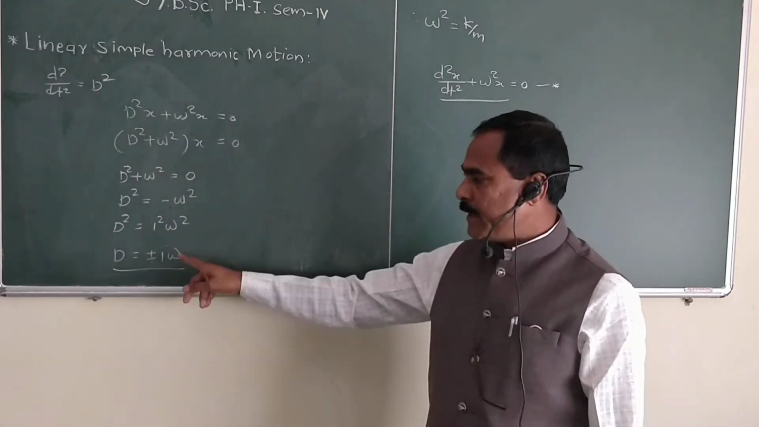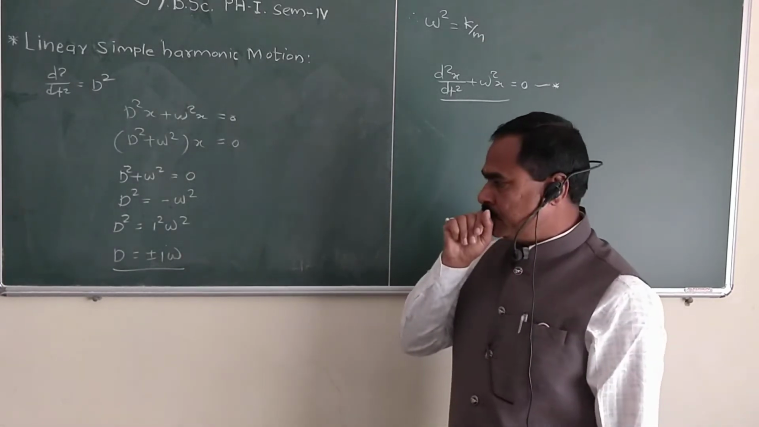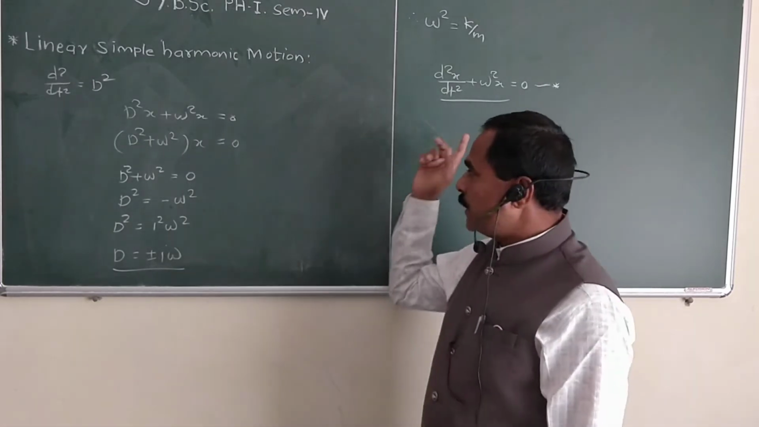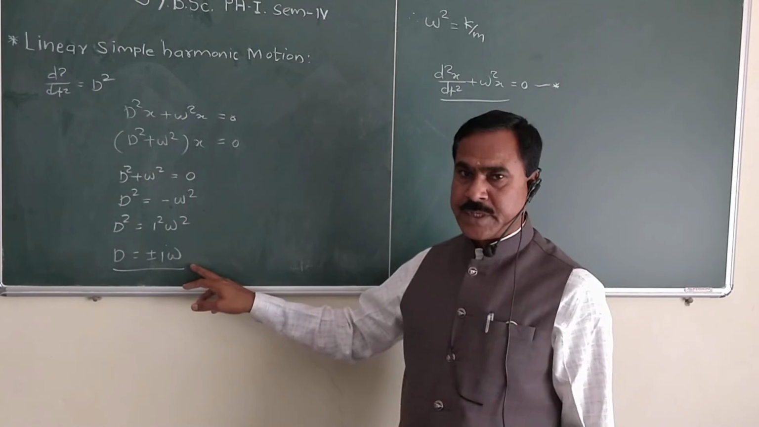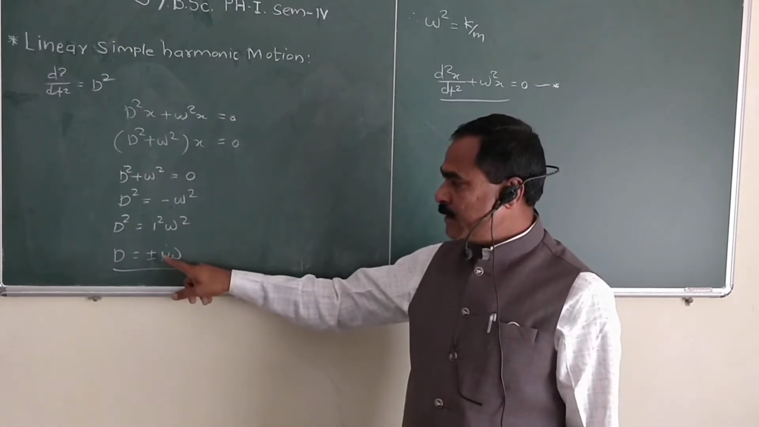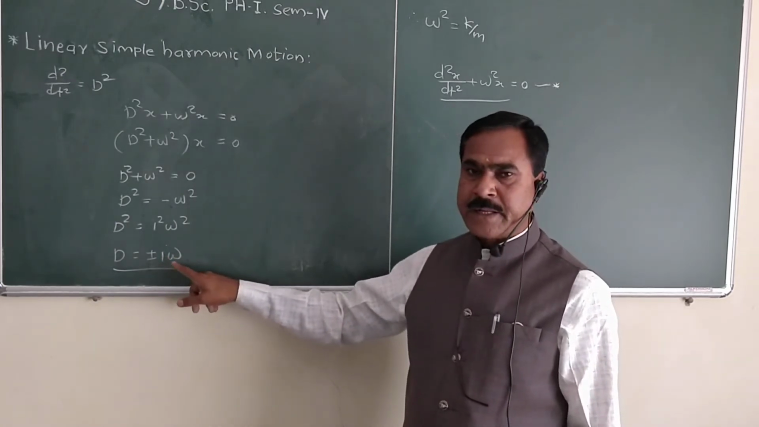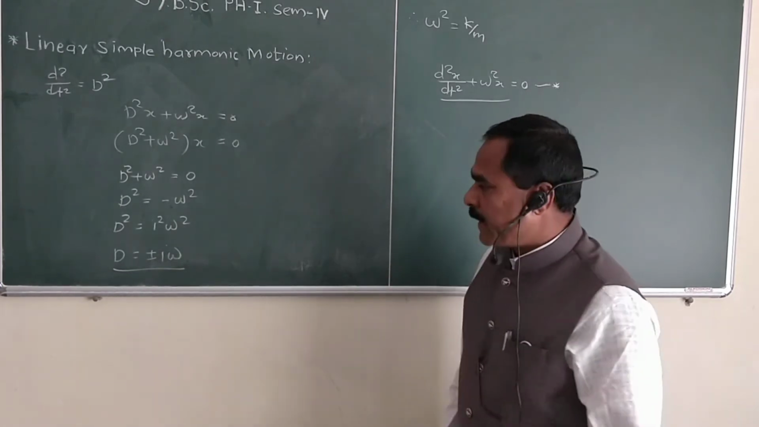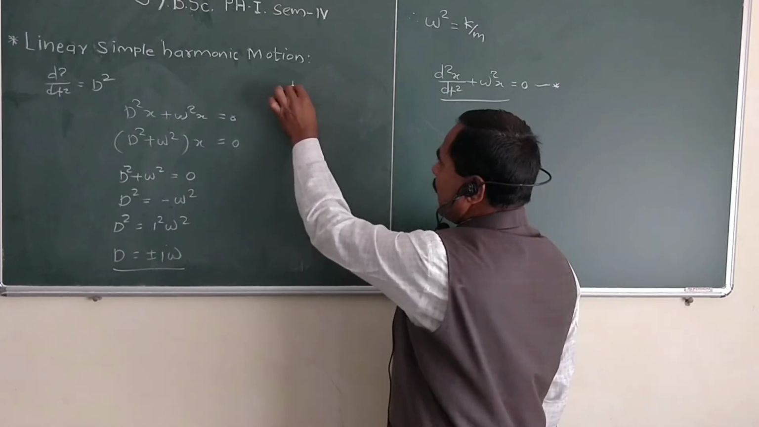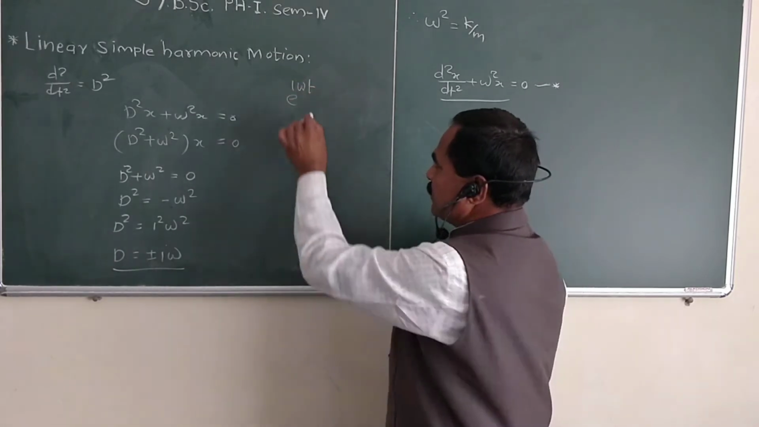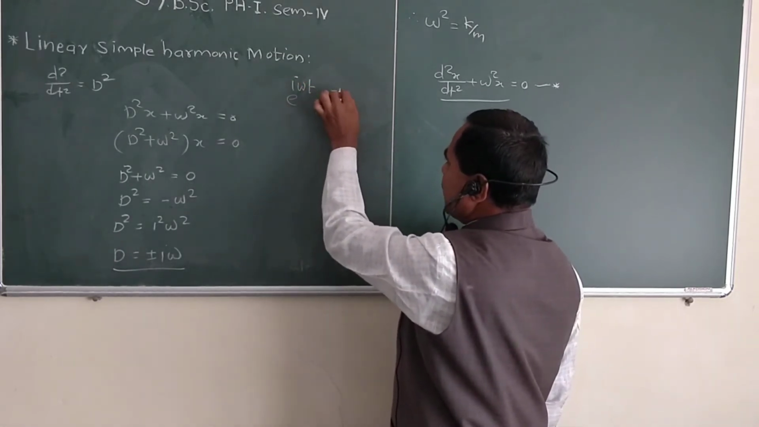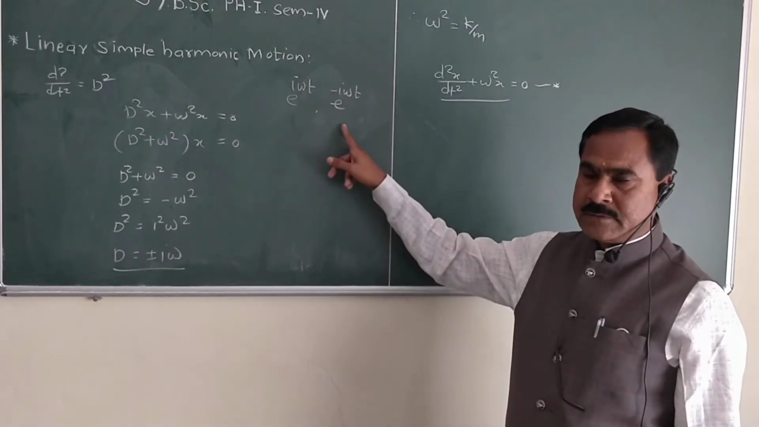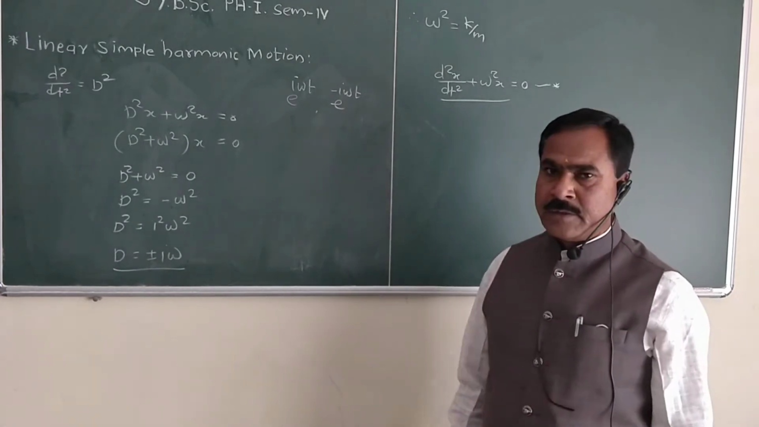Okay? One time it is plus and one time it is minus. Right? So this differential equation contains two solutions: plus i omega and minus i omega. So this solution can be written in the form e raised to i omega t. This is the first solution, and second, e raised to minus i omega t. This is the second. Okay?